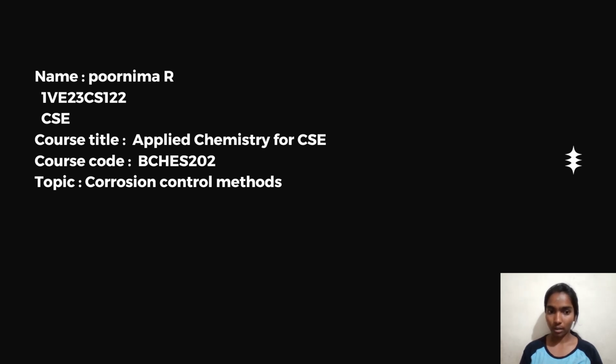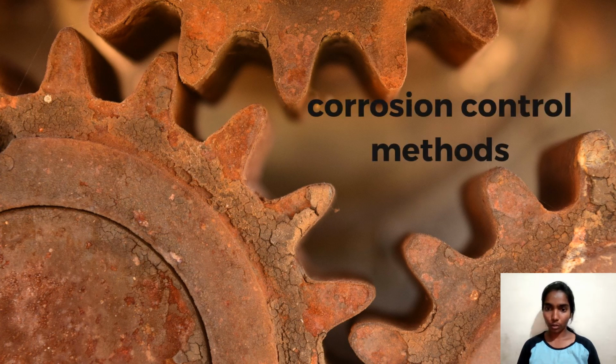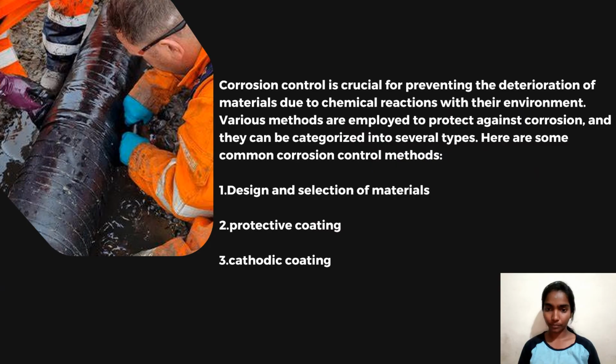Today we are going to discuss a topic that comes under chemistry, in particular corrosion control methods. So let's get in. Corrosion control methods. Corrosion control is crucial for preventing the deterioration of materials due to chemical reaction with the environment. These are some methods to control corrosion. The first one is design and selection of materials. The second one is protective coating, and the third one is cathodic protection. Let's see one by one.